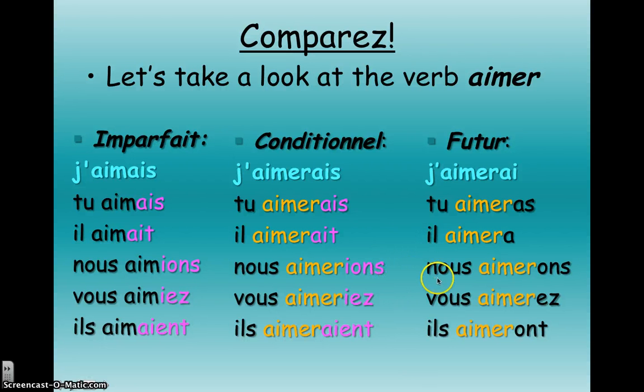Aimerions, nous aimerons. Aimeriez, aimerait, aimerait, aimeront. Okay, so there's many similarities, and we're going to start getting them confused. So take your time and make sure we're separating them.